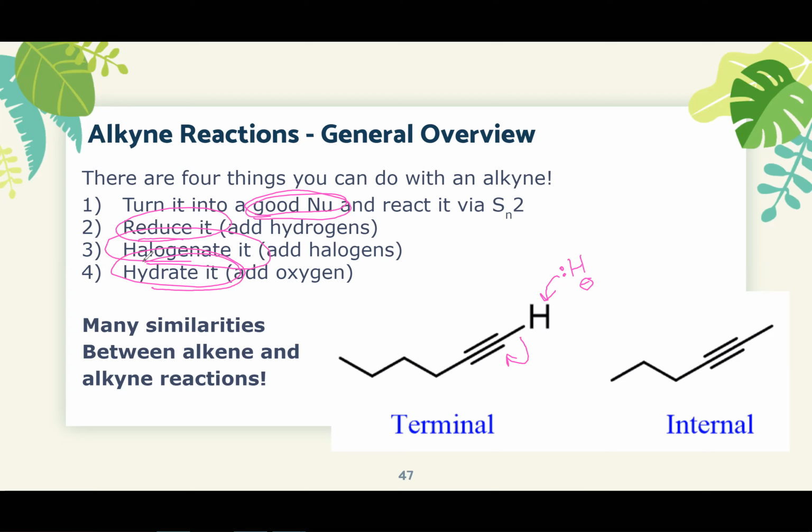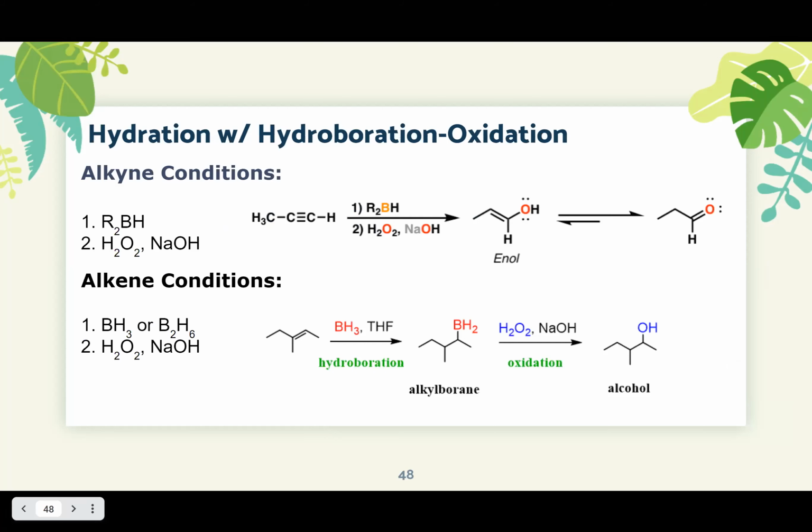Now, just to highlight the similarities and differences of alkene and alkyne reactions, we're going to go over one example where we look at hydration with hydroboration oxidation. So this is a reaction that we can do both with alkynes and alkenes. And we see that in both of these reactions, in the first step, we react with a boron containing electrophile. In that second step, we add oxidative conditions where we have our hydrogen peroxide and sodium hydroxide.